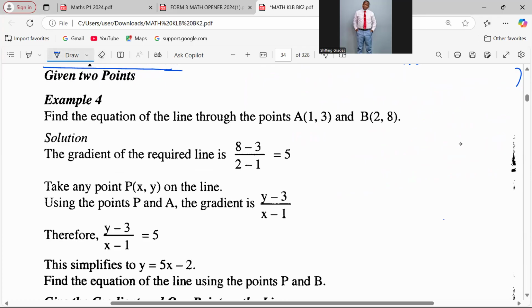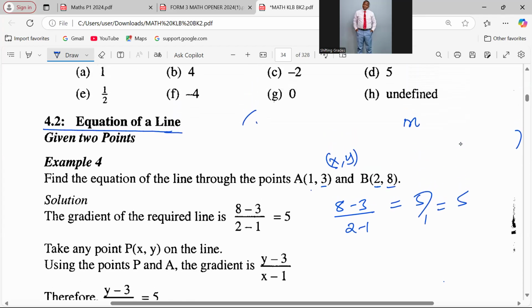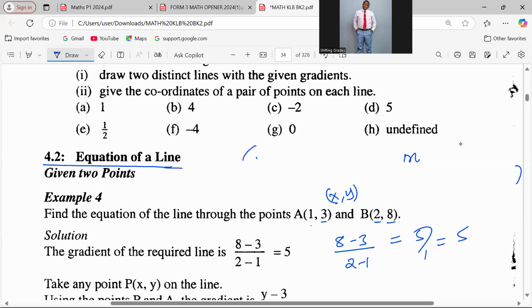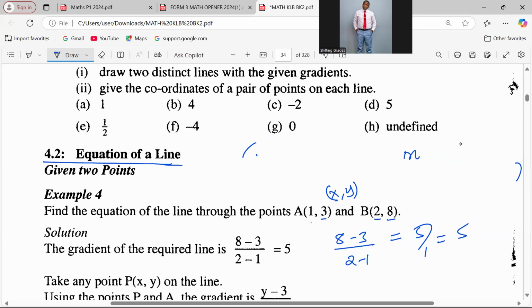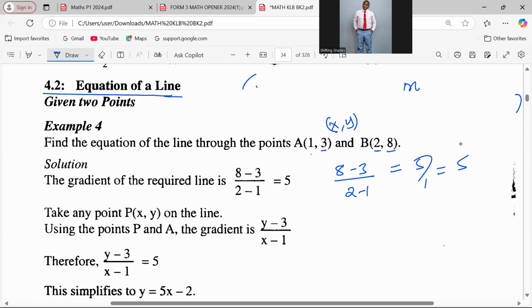The gradient is going to be 8 minus 3 divided by 2 minus 1. Then we will be having 5 over 1, which is simply 5. So the gradient is 5. Now we use 5 and another coordinate, x, y, and one of the provided coordinates. Actually, I'm not supposed to say one of the provided coordinates. I should say any of the provided coordinates, because any will give us the equation.